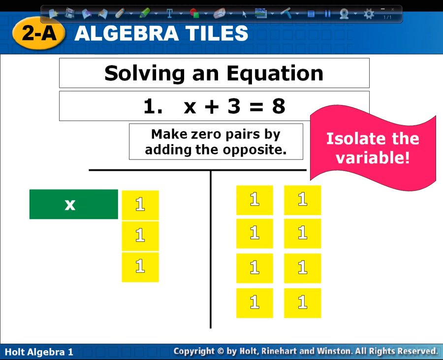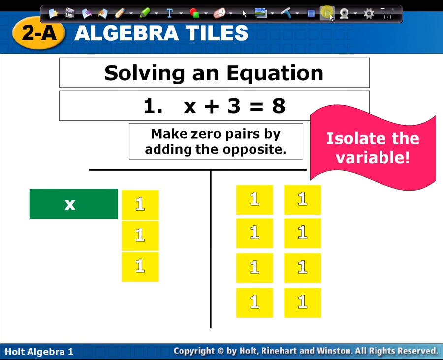Our first problem is going to be x plus 3 equals 8. You're going to set this up using the t-bar. On the left-hand side, you're going to show what x plus 3 would look like using the algebra tiles: one x piece and then 3 positive unit pieces. On the right-hand side, you're going to show 8 positive unit pieces.